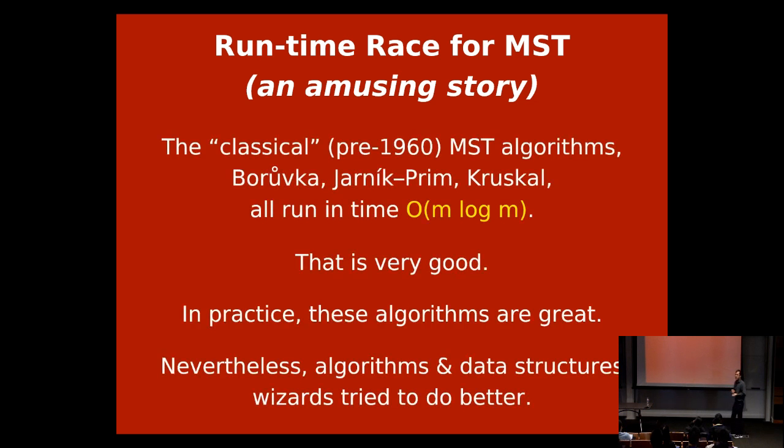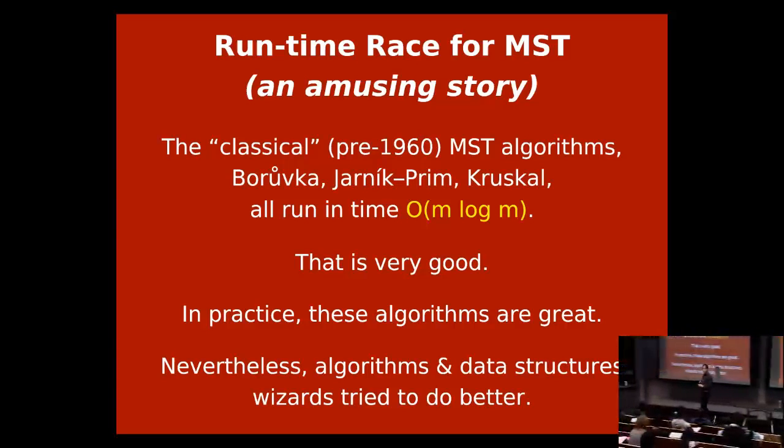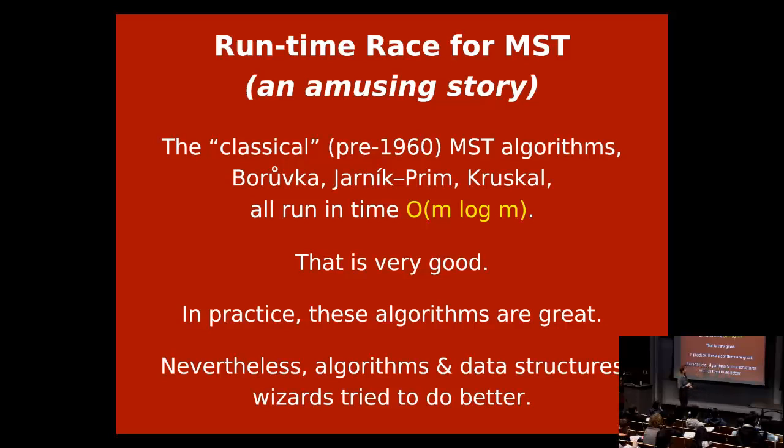Suppose running time for MST algorithms. So there's 3 or 4 classical algorithms from before the 1960s: this Boruvka, this cheapest first search one that we studied due to Jarnik and Prim, and this Kruskal one. They all run in time m log m if you are mildly careful about using a nice data structure. And that is very good, OK? It's practically linear time, except for this small log factor. If you run it in practice, it's fine.